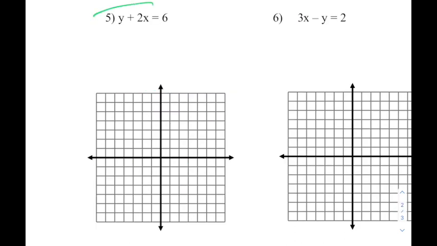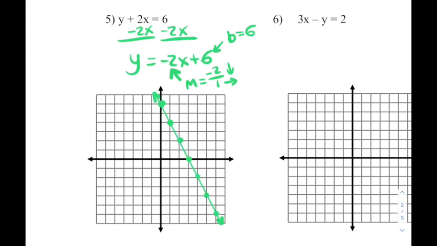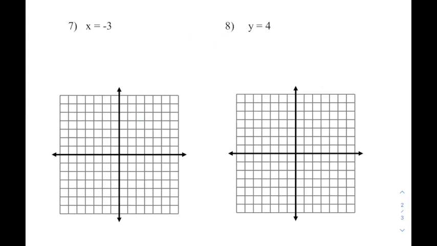Now, for number 5, this isn't in standard form or slope-intercept form, and in that case, my recommendation would be to just move things around to get it into slope-intercept form. So I subtract 2x and get y equals -2x plus 6, meaning that my slope is -2, or -2/1, meaning down 2, right 1, and my y-intercept is 6. So I'll start at 6 and go down 2, right 1 until I run out of space. And there's our graph.